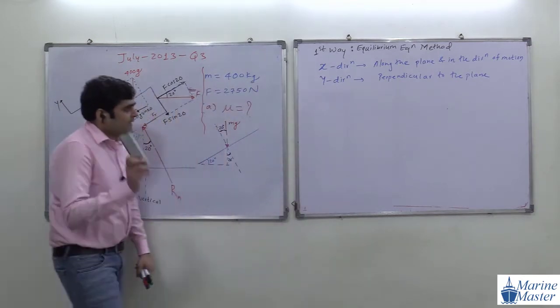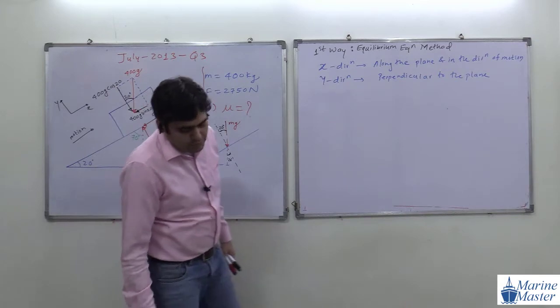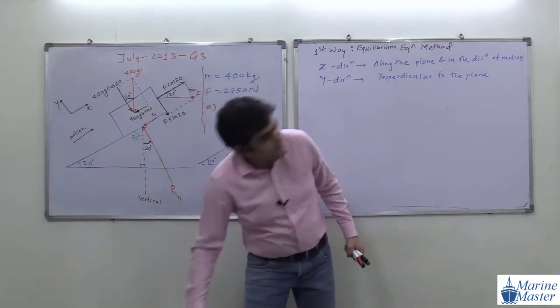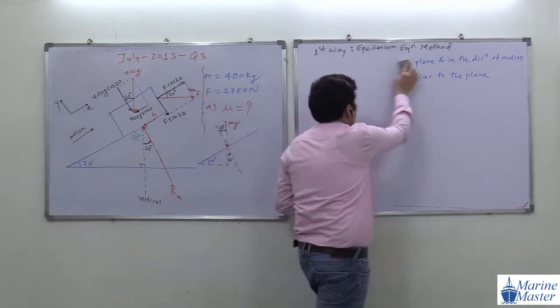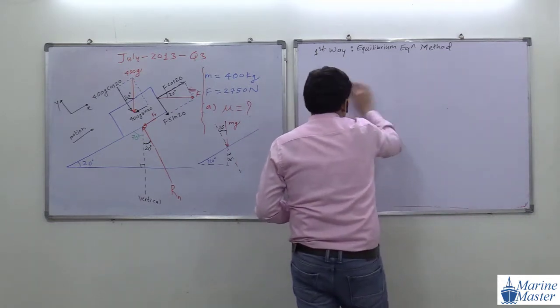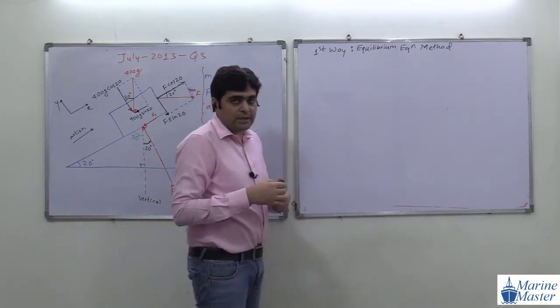So now our target is what? What we have to find out? We have to find out mu. What is meant by mu? Mu means coefficient of friction. How to get the mu? So for that we are going to use the first method. What is our first method? Equilibrium equation method.